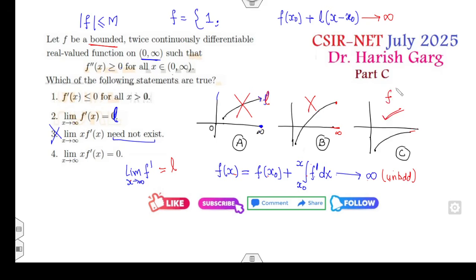This is the behavior of the f dash. Can you find the nature of the f dash? You can see f dash is always less than 0. So first option is the right answer. Is it okay? Now look at the second case.